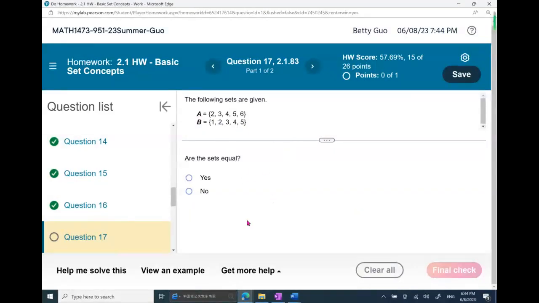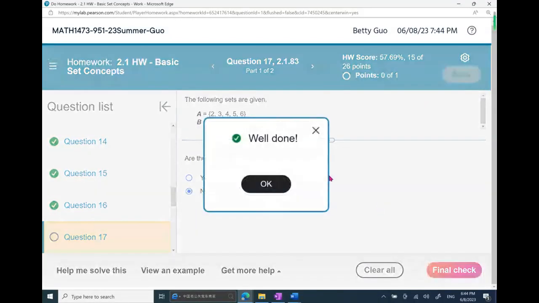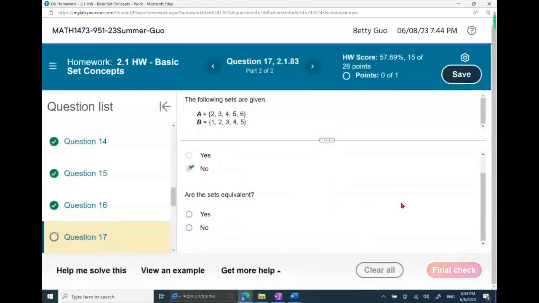A and B, are they equal? No. They do not have exactly the same elements, right? For two sets to be equal, they have to be exactly the same. Are they equivalent? What does that mean when two sets are equivalent? Equal? No. Two sets are equal, very strict. Two sets are equal means they have to be exactly the same. So A and B here are not equal. But two sets are equivalent. What does that mean?